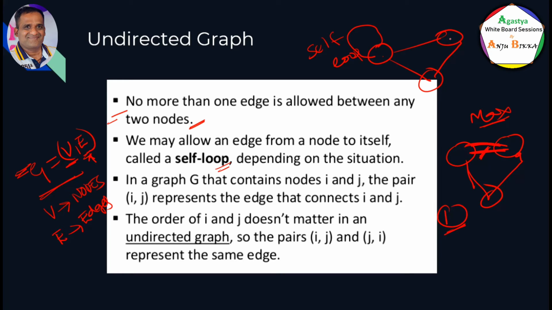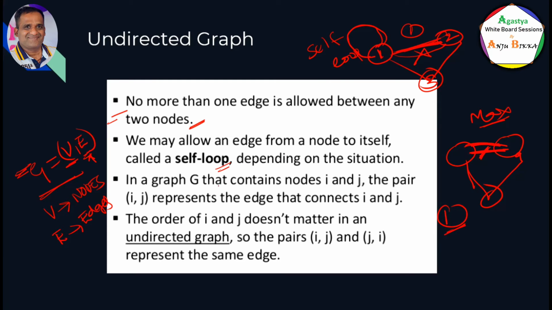But between these two nodes, node 1, node 2, node 3. Between node 1 and 2, the maximum allowed edges is only 1. It doesn't make any sense to add one more edge, because this edge itself can be used to go from 1 to 2 or 2 to 1, since it's an undirected edge. And self loop.